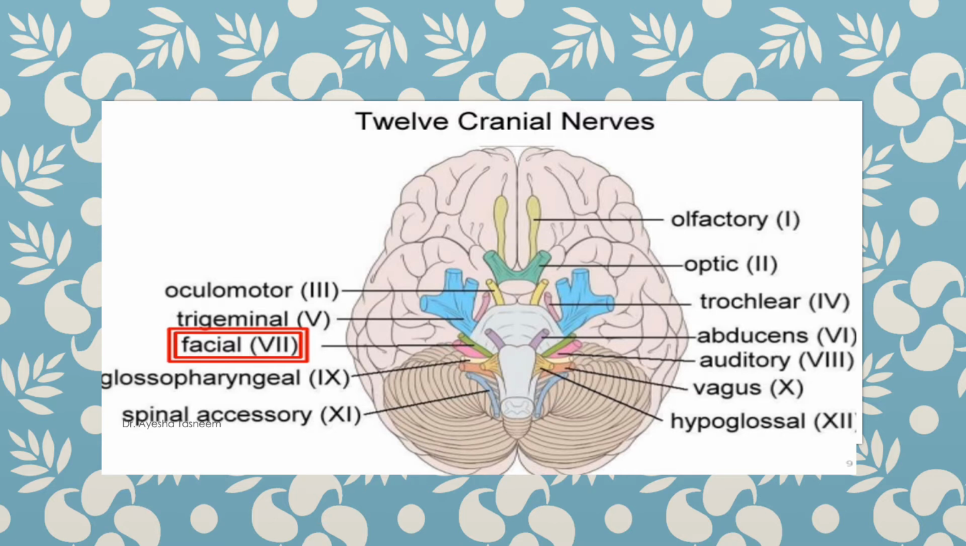Here you can see this is the facial nerve. It leaves the brain stem with the vestibulocochlear nerve. This is basically a mixed nerve, and it is a nerve of the second branchial arch as well. It is mixed with a large motor and a small sensory root. Here you can see it has two roots, a large motor and a small sensory root.